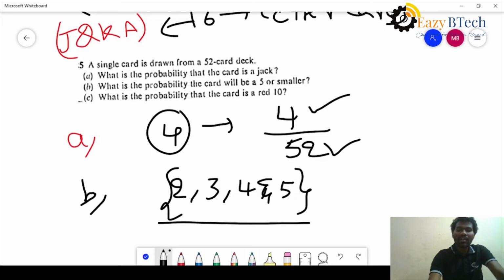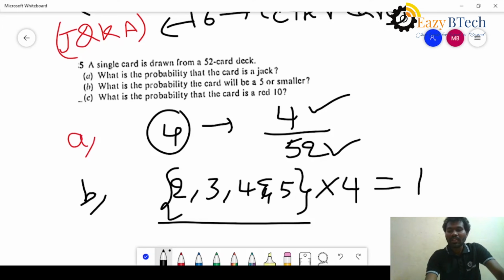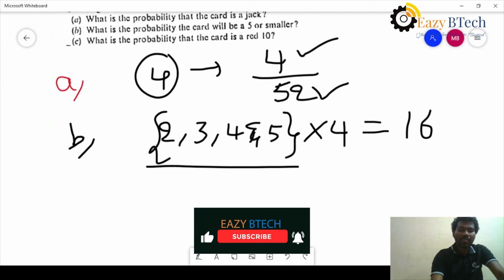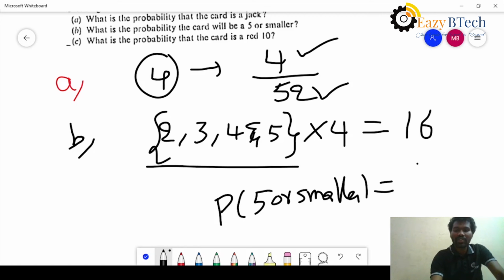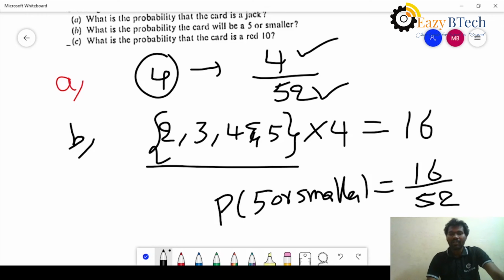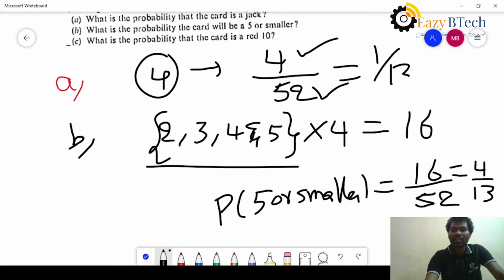But with this number there are totally 4 sets. 4 sets means you have totally 16 cards that are less than 5. So that's the 16 cards. My probability P of getting 5 or smaller is the number of favorable cards, 16, over the total number of cards, 52. So the probability is 16 by 52, which is 4 by 13. If you make out the calculation, it becomes 1 by 13.